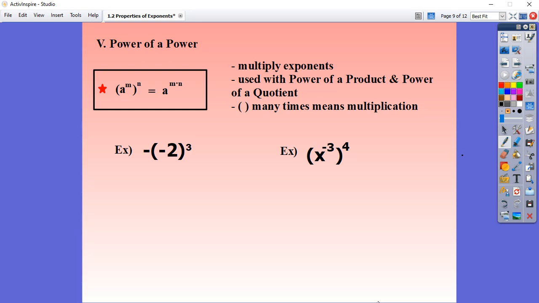Now what we have is what we call power of a power. Remember, the a to the m is a power. What's inside is a power, but also the whole thing is a power. That's why they call it power of a power. In other words, if you have a base that has an exponent and another exponent is raising that power to some degree, then we want to multiply those exponents.